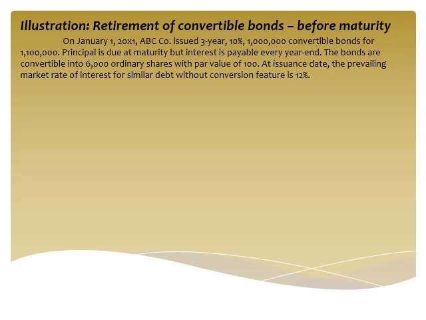On January 1, 2001, ABC Company issued 3-year 10%, 1 million convertible bonds for 1,100,000. Principal is due at maturity, but interest is payable every year end. The bonds are convertible into 6,000 ordinary shares with par value of 100. At issuance date, the prevailing market rate of interest for similar debt without conversion feature is 12%. So, hindi given yung market value of the bonds without the conversion privilege at the retirement date.